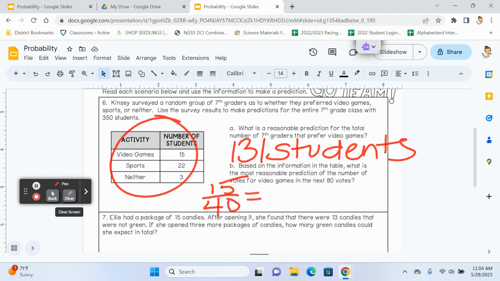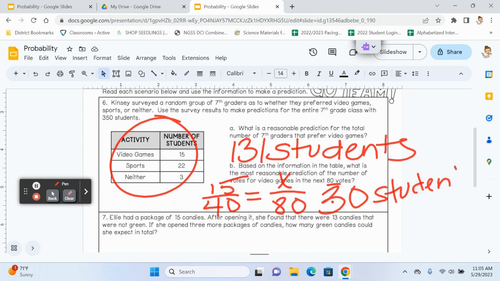Well, let's set up our proportion. I want to know the next 80 votes. So 80 is going to be the next level, so to speak. We know it's not the total, but it's the next goal that I'm trying to hit. I need to figure out how many that is out of 80. Yay, I like this one because there's a nice and easy way to get from 40 to 80: times 2, which means I do that to my 15. And 15 times 2 is 30. So we can reasonably expect or predict that 30 students of the next 80 that are asked will prefer video games.